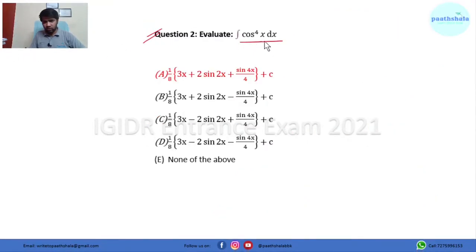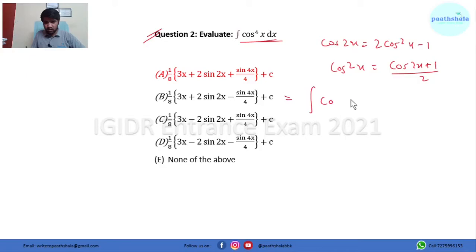In order to solve this question, we are going to use this trigonometric formula, that is cos 2x equals 2 cos square x minus 1. From here we can find out the value of cos square x. That will come out to be (cos 2x plus 1) by 2. So let's change this integral. This will come out to be ((cos 2x plus 1) by 2) whole square, because this can be written as (cos square x) whole square. So finally it is coming out to 1 by 4.